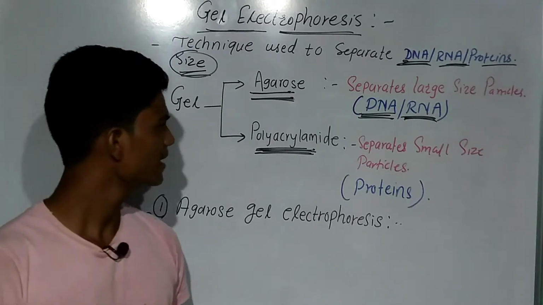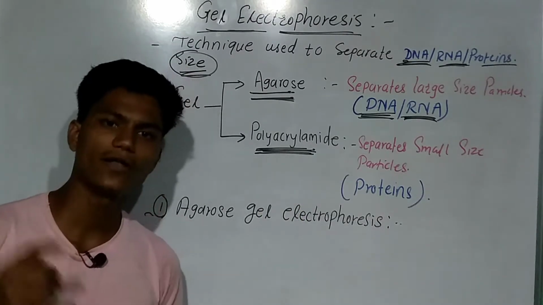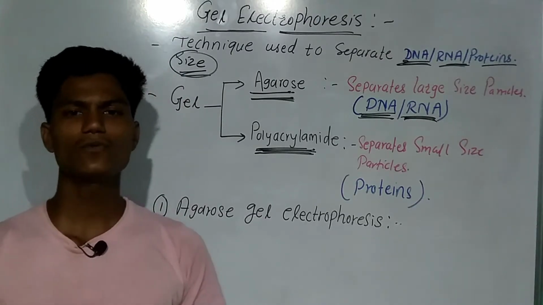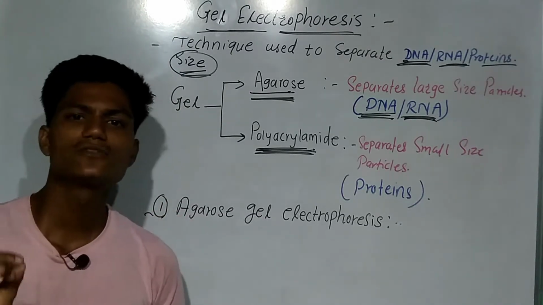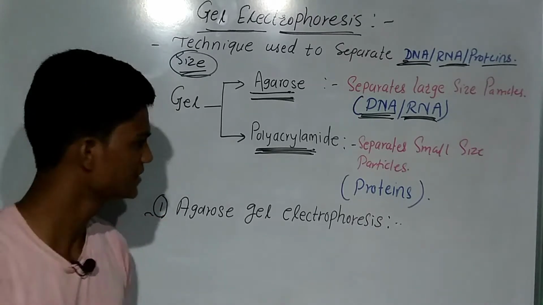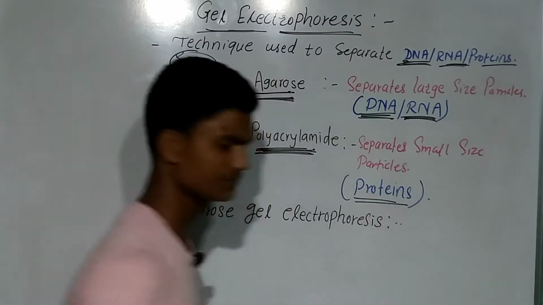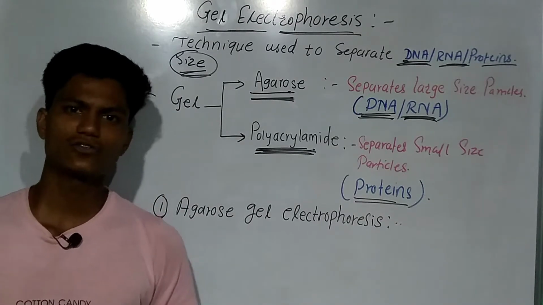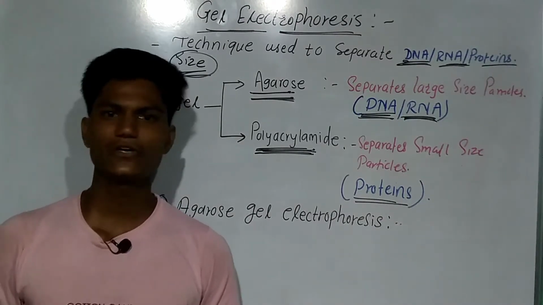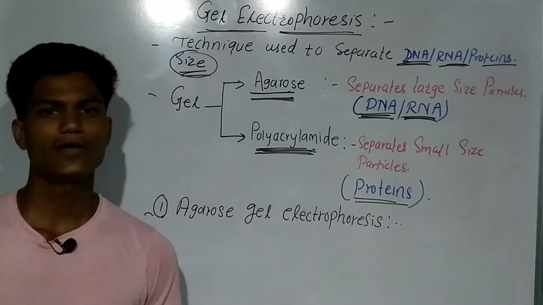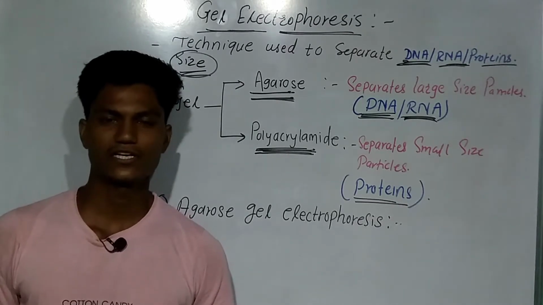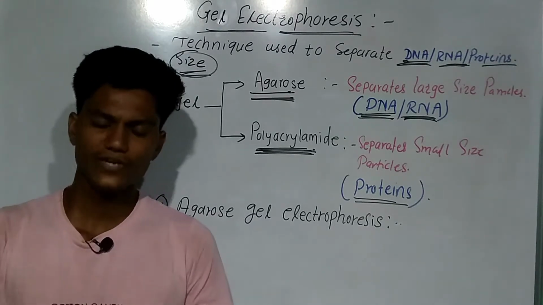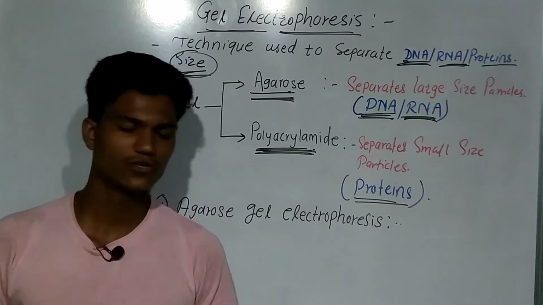While polyacrylamide gel has a small pore size, and due to the small pore size we separate small particles such as proteins. In this video we will discuss in detail agarose gel electrophoresis, while in the next video we will discuss polyacrylamide gel electrophoresis. Now what is meant by agarose gel electrophoresis? How does it exactly work? What is the procedure?